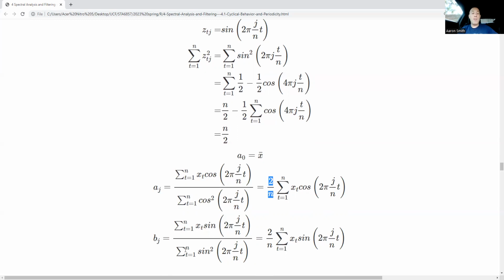We repeat exactly the same trick for sine. I know this is going to be n over 2, and dividing by a fraction is the same as multiplying by the reciprocal. Boom, I've got this. So now things are a little bit cleaner, easier to work with.